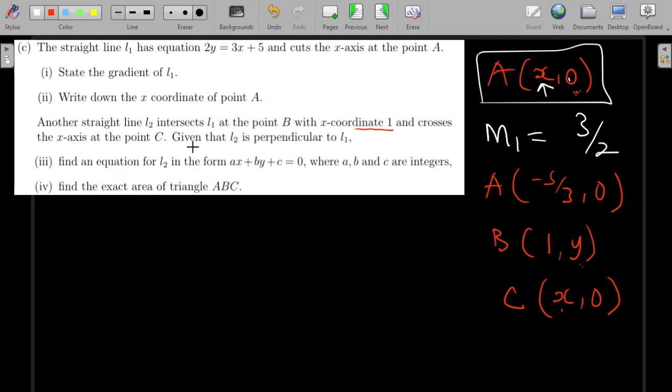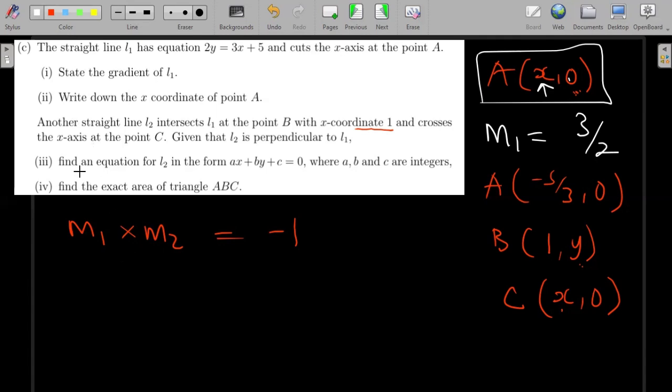Right, so here they're saying now, given that L2 is perpendicular to L1. Whenever you hear that two lines are perpendicular, then when you multiply their gradients, M1 multiplied by M2, the answer that you should get is minus 1. So we are going to use this equation to find the gradient of line 2. Remember we said when they are parallel, the gradients are just equal, right? But when they are perpendicular, it means when you multiply the gradient of the first line with the gradient of the second line, what you should get is minus 1.